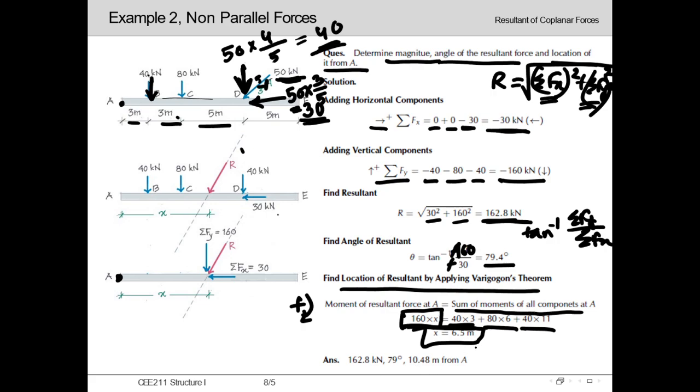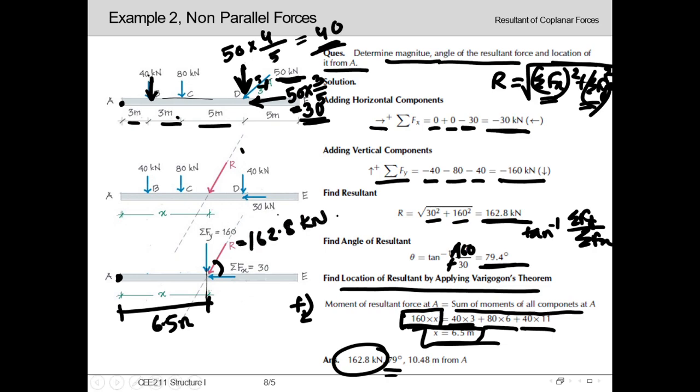So we have already got the location. The resultant is acting at a distance of 6.5 meters from point A, and this is also acting at an angle of 79.4 degrees with the horizontal, and the value of the resultant is equal to 162.8 kilonewtons. So this is the conclusion, or this is the answer.